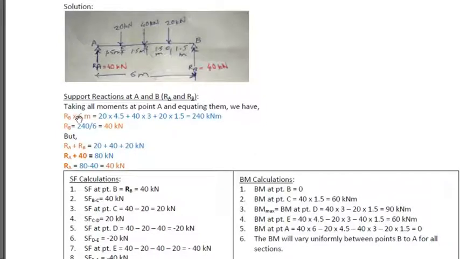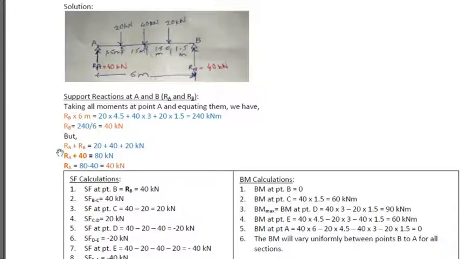So we take 6 meter from this side to the other side of the equation. Now this is multiplication, so on the other side we divide by 6. Therefore RB is equal to 240 divided by 6, which comes to 40 kilonewton. Now we have got RB, and we have written RB is equal to 40 kilonewton.